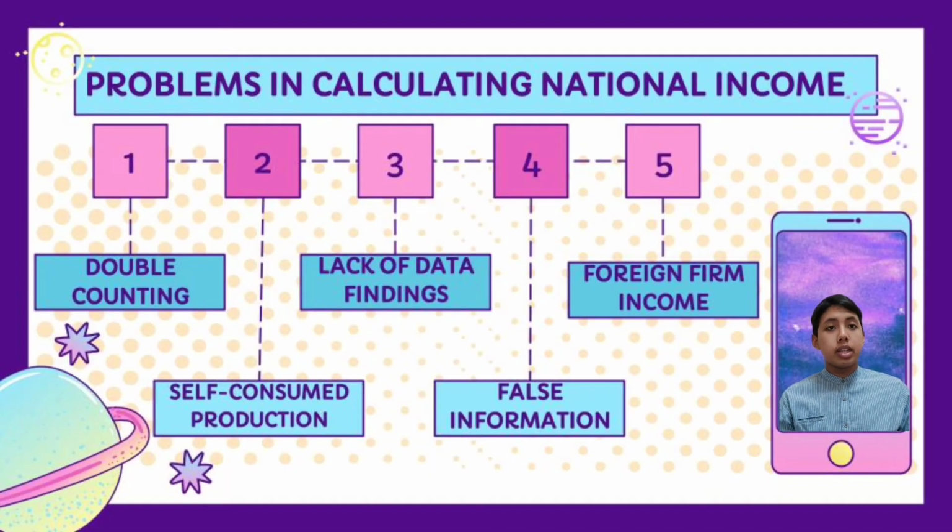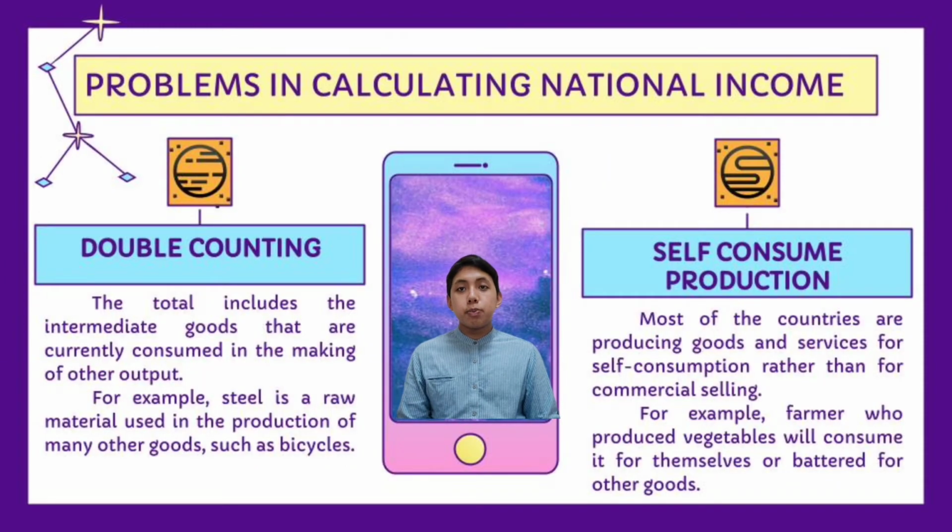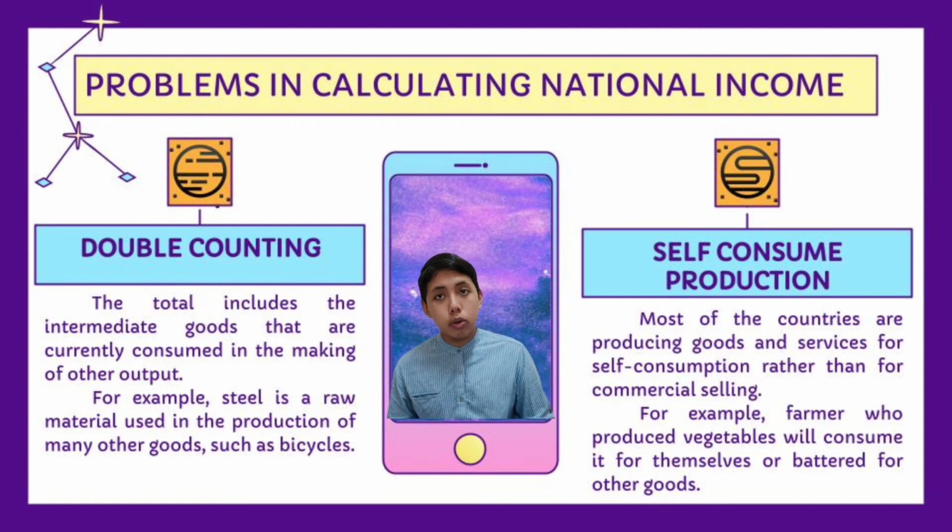There are 5 problems in calculating national income. There are double counting, self-consumed production, lack of data finding, false information, and lastly, foreign firm income. The first problem in calculating national income is double counting. Double counting happens when the total of national income includes some of the intermediate goods that are used for producing many other goods. One example of an intermediate good is steel. As we all know, steel is a raw material that is used in producing many other goods such as bicycles and cars.